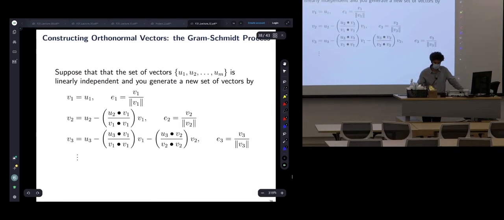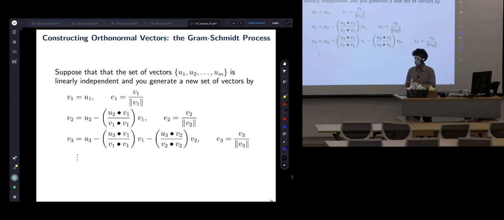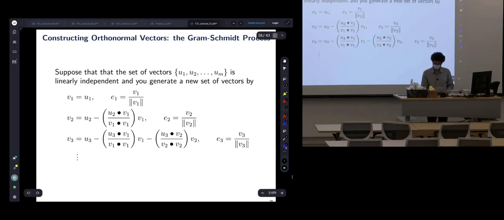Third time, I start from the previous one. Now, it's not enough to make v3 orthogonal to v2. I want v3 to be orthogonal to v2 and v1, all the previous vectors. Because by definition, in a set of orthogonal vectors, every pair of them must be orthogonal. So for u3, I do the same process with v1 and with v2, okay? And again, e3 will be v3 divided by its norm.